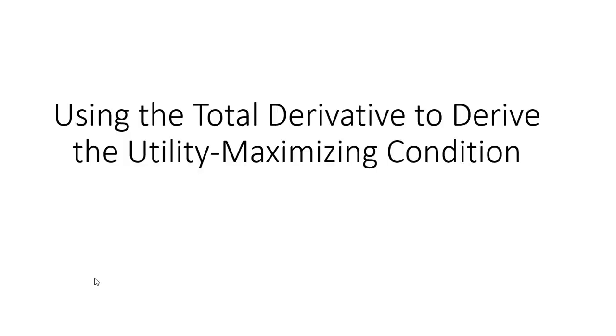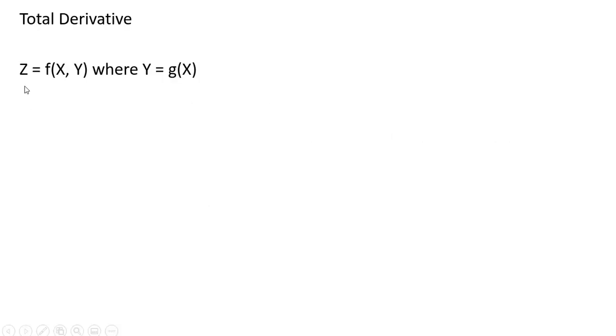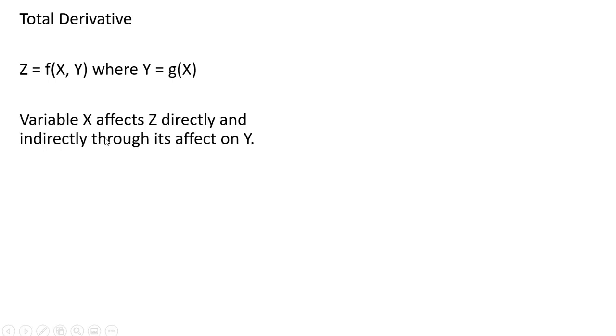In this video, we're going to use the total derivative to derive the utility maximizing condition. We have a function z that is a function of variable x and variable y, where y is a function of x. Variable x affects z directly and indirectly through its effect on y.